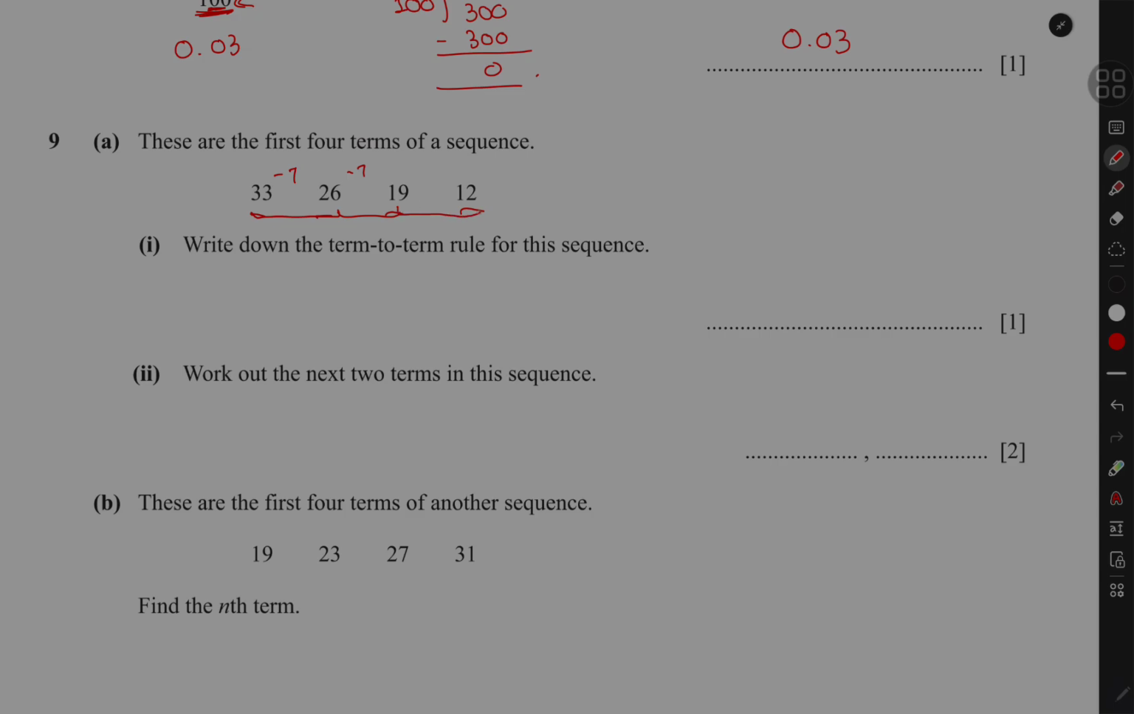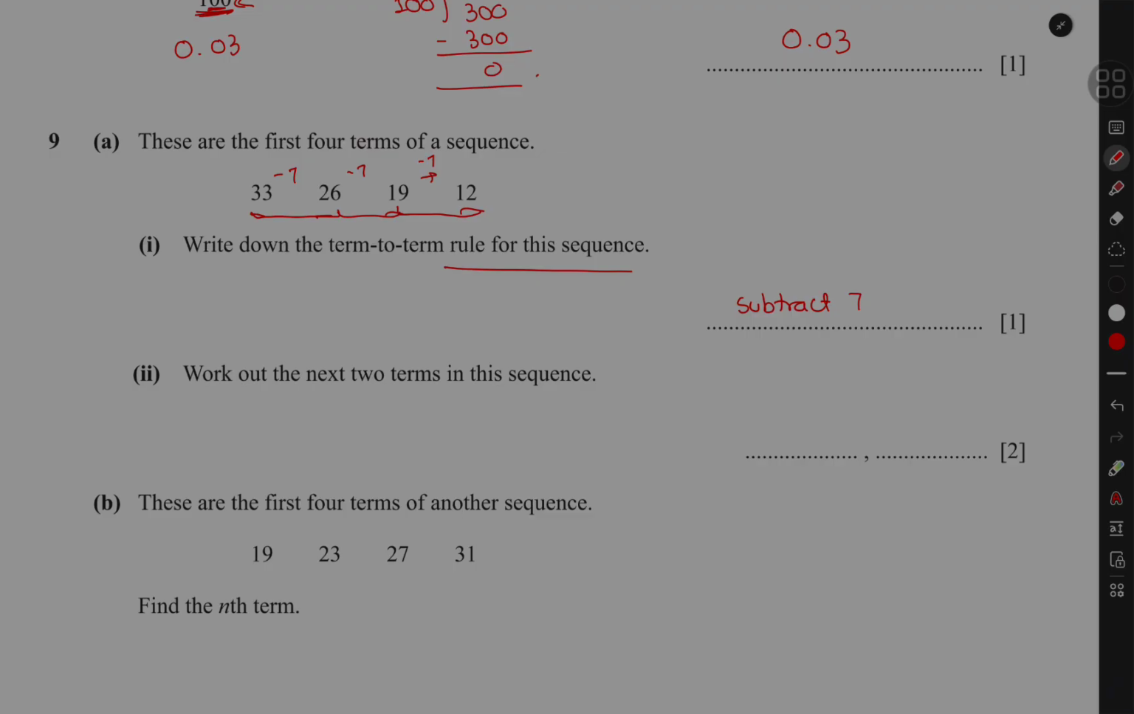If we subtract 7 from 19, we get 12. So the difference is still negative 7. So the general rule is subtract 7. Okay?